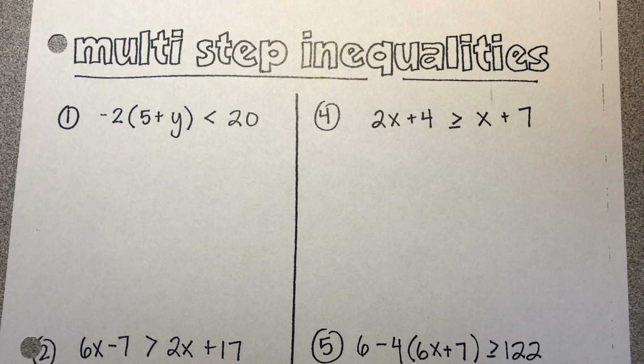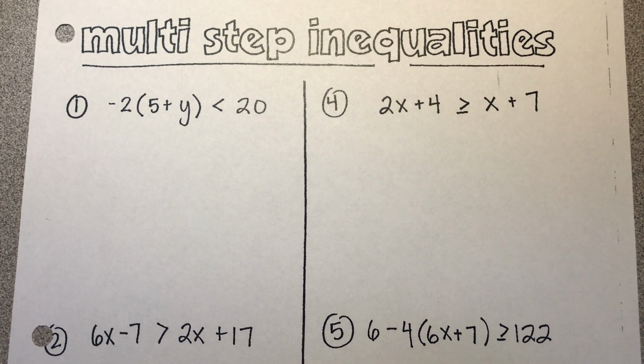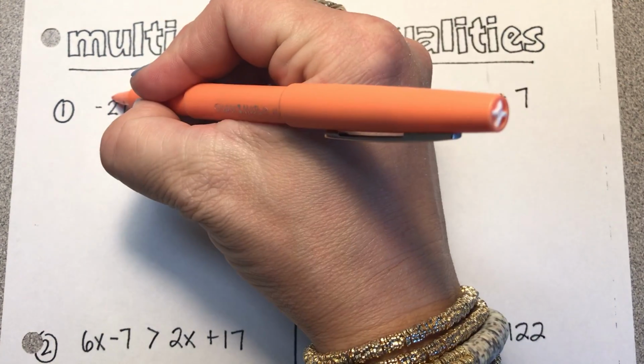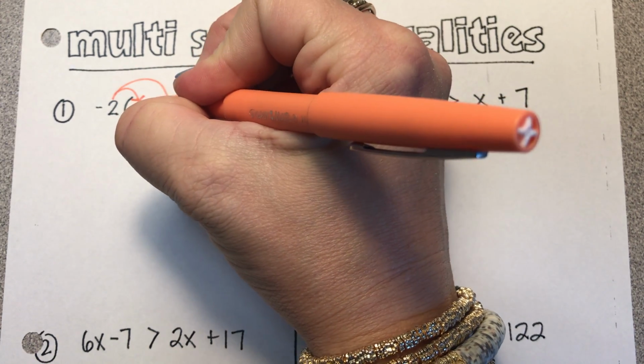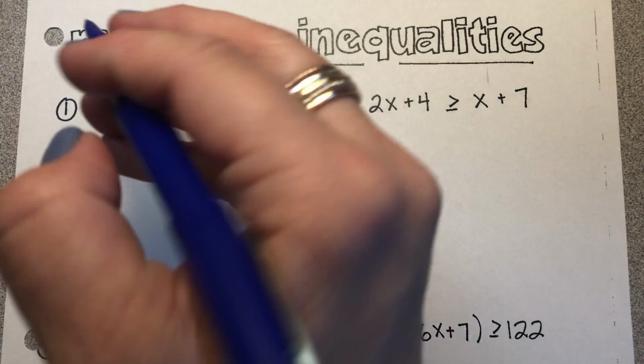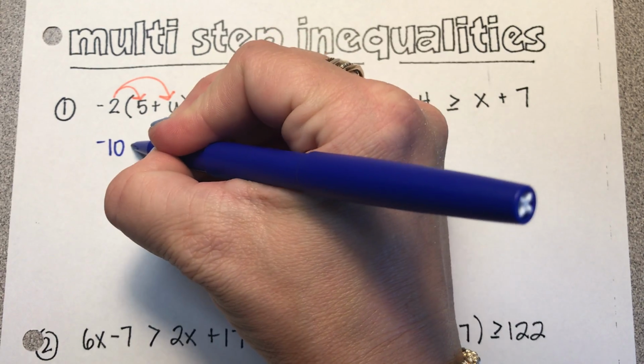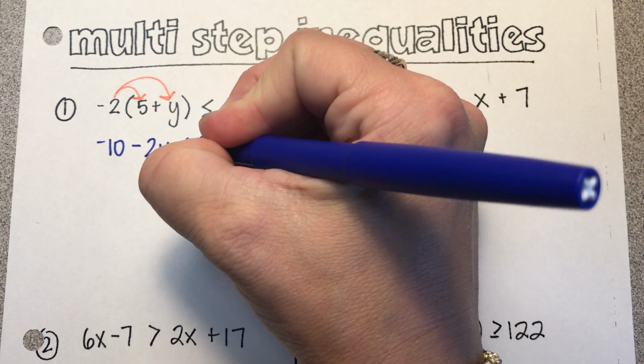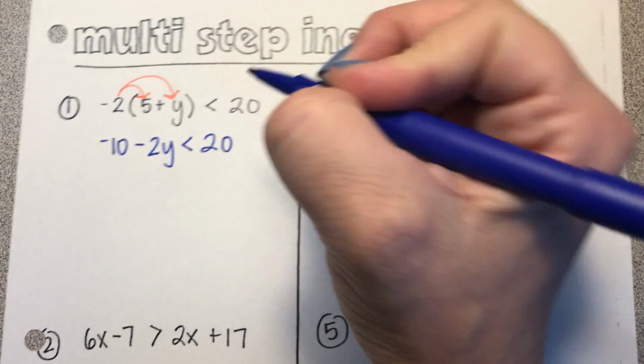Okay, today we're going to combine what we did last week with all of our equations steps with what we did this week with inequalities. So let's look at number 1. The first thing we're going to do is our distributive property. And when I do that, I get negative 10 minus 2y is less than 20.